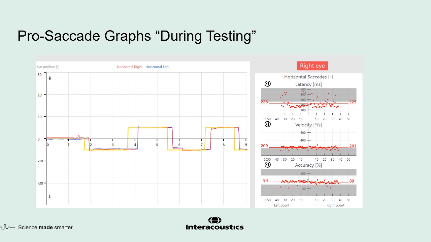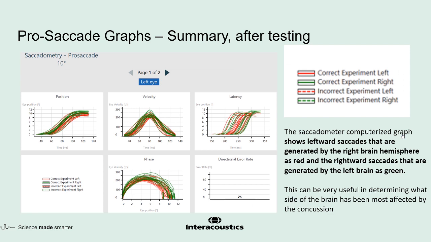Now, once you get through those tests, we have summary graphs that allow us to see much more detail in terms of what's happening with those saccades. So the saccadometry computerized graph shows leftward saccades, which are generated by the right hemisphere. It shows left saccades in red and right saccades in green. So seeing shifts in colors gives you a very rapid way to tell whether or not these mechanisms are functioning appropriately. We're currently only doing horizontals, but soon we'll be doing verticals and angular planes. We're going to have the ability to blow out these graphs individually to drill down even deeper into the data.